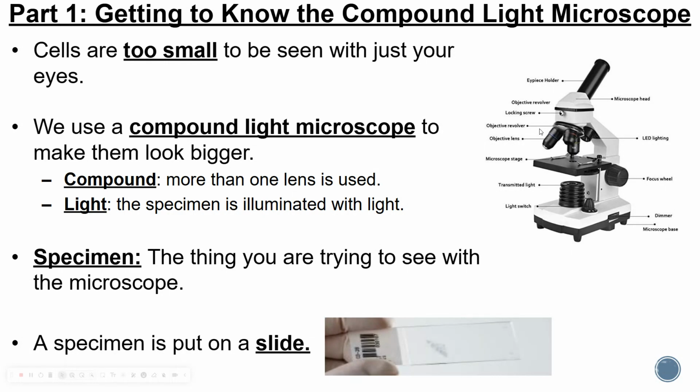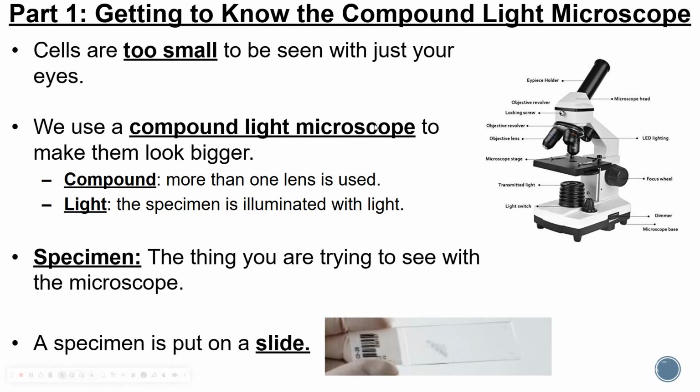We are using what's called a compound light microscope. The compound part means that we're using more than one lens. So there's the lens that you look into over here, and the lens that's near the specimen you're observing. So that's why there's two lenses that you're looking through at any given time. So that's why it's called compound. And it's called light because your specimen is illuminated with light. There's a light source over here that shoots some light onto the cell you're trying to observe so you can see it more efficiently. So we have a compound light microscope.